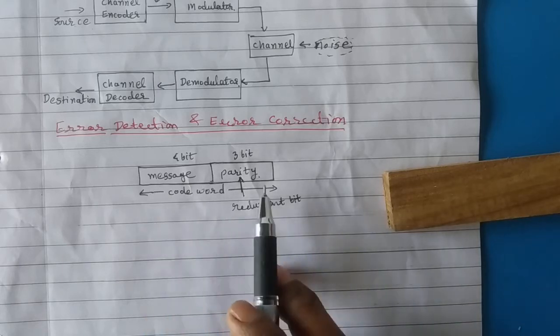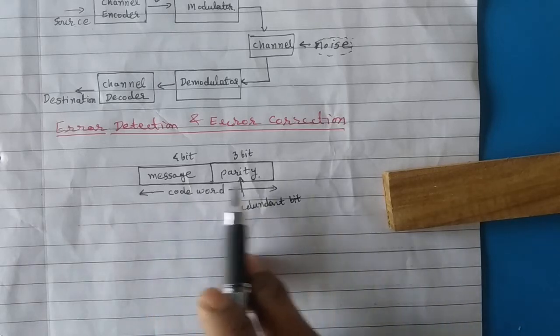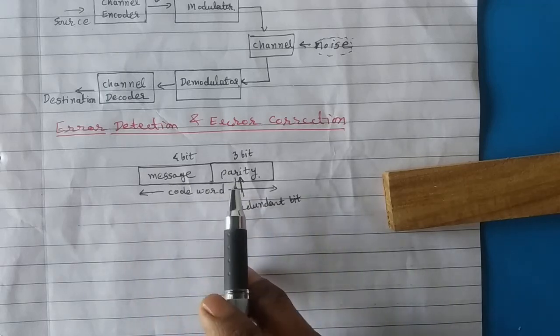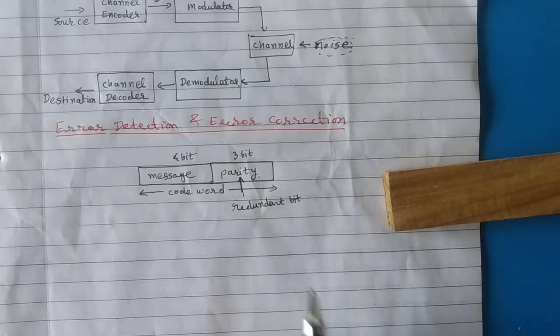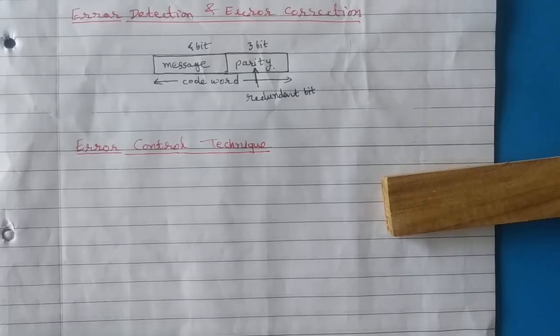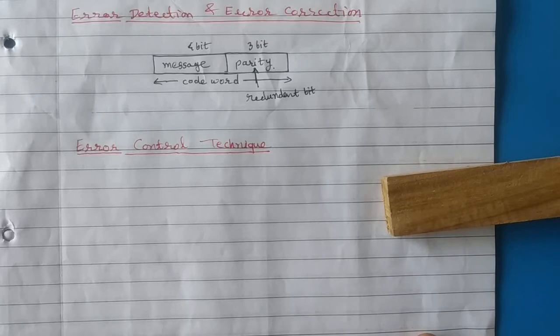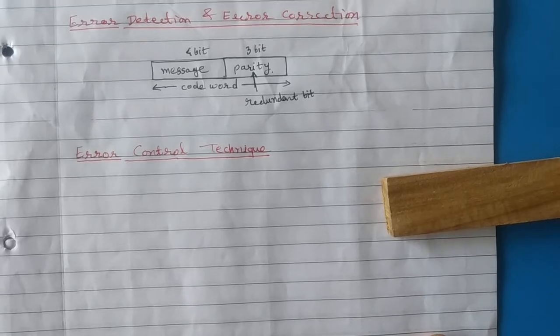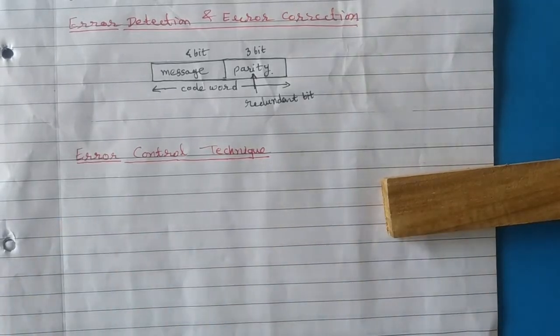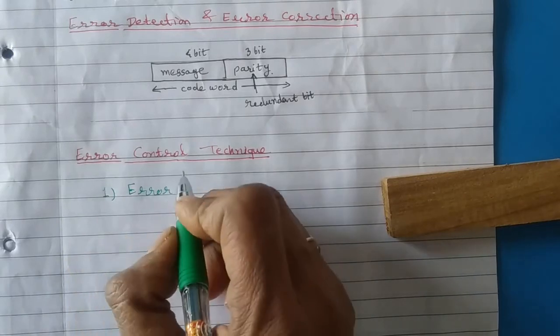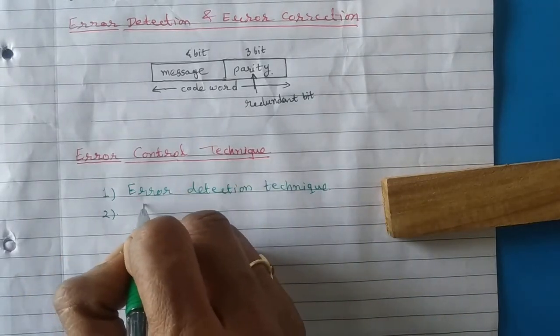So we are making our data safe. We are making the system reliable ultimately, but at the cost of increased bandwidth. Before actually starting linear block codes, first we will see the types of error control techniques. There are 2 types of error control techniques. First is error detection technique and second error correction technique.